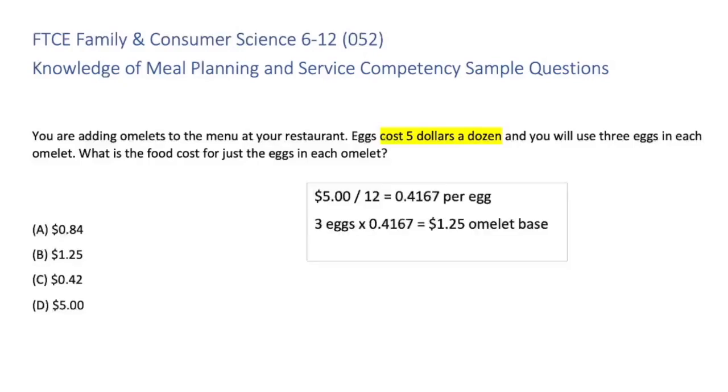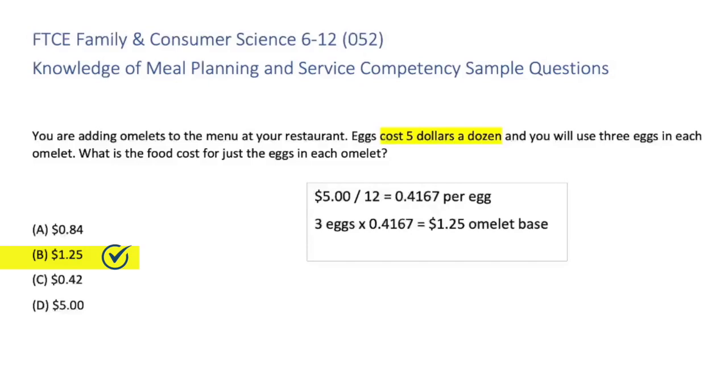Here we're going to divide $5 by 12, or a dozen, to get the equivalent of 0.4167 dollars per egg. You're going to then multiply that 0.4167 times 3 because you're going to use 3 eggs in each omelet, and that comes to $1.25 for your egg base. That's your ingredient cost for the omelet base before adding any fillings or labor.